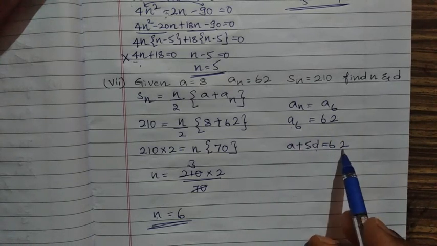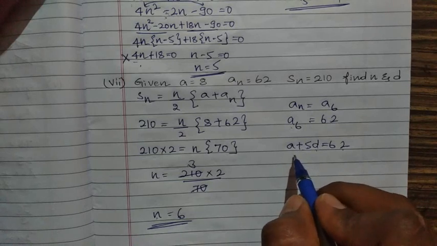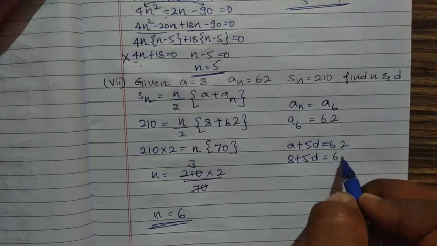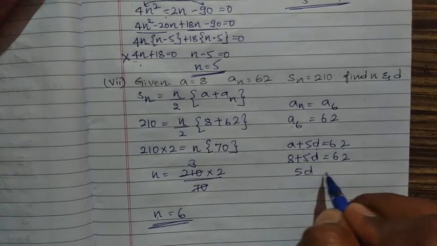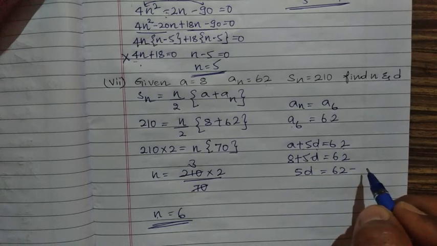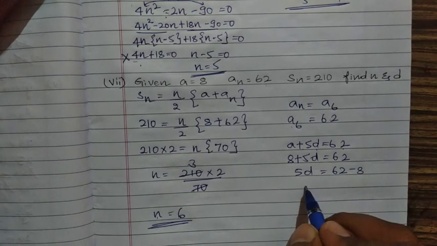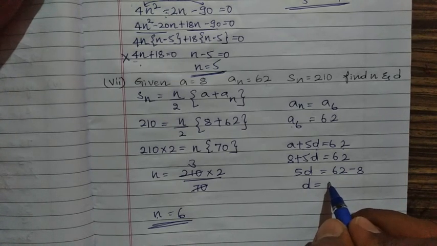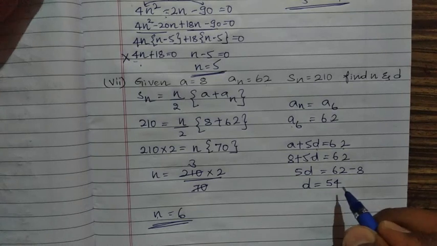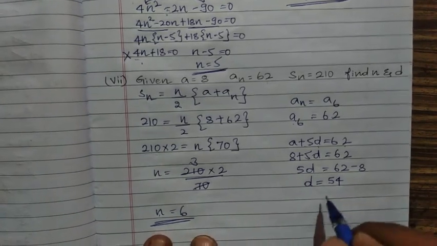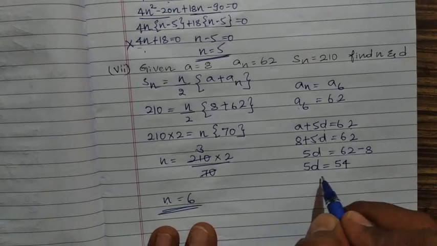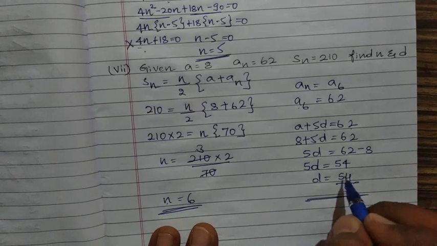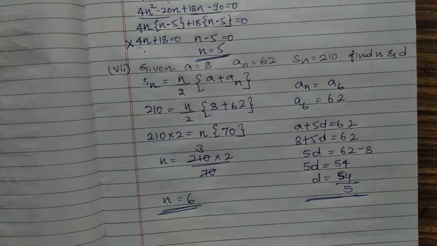a plus 5d is equal to 62. Then 8 plus 5d is equal to 62. 5d is equal to 62 minus 8. d is equal to 62 minus 8 is 54. Sorry, 5d is equal to 54. d is equal to 54 by 5. So we have got the value of d as 54 by 5.